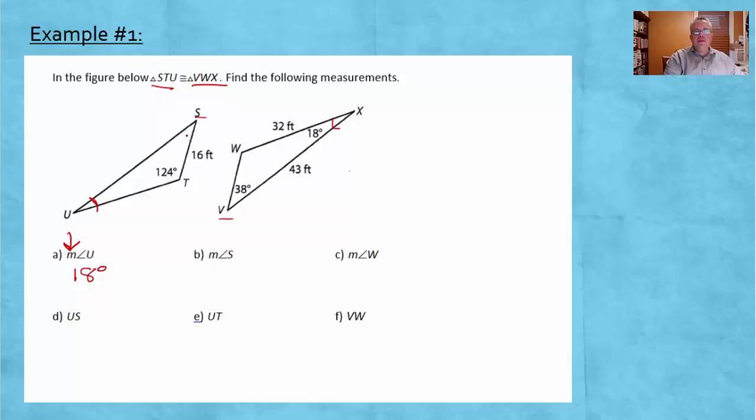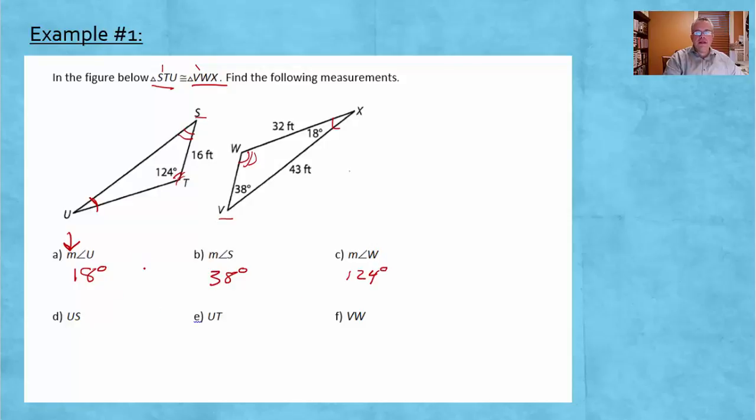Alright, now we're going to find measure of angle S, this one right here. S matches V. Again, if I didn't know that, I could look at the congruent statement. S and V are in the same place here, the first place. So angle S equals angle V. Since angle V is 38 degrees, S has to be 38 degrees also. Then the measure of angle W. Okay, there's nothing there, but W matches T, and the measure of angle W has to equal 124.